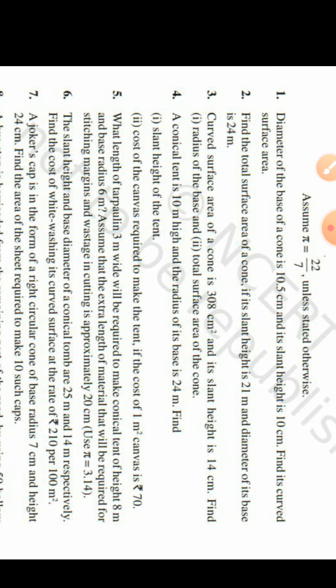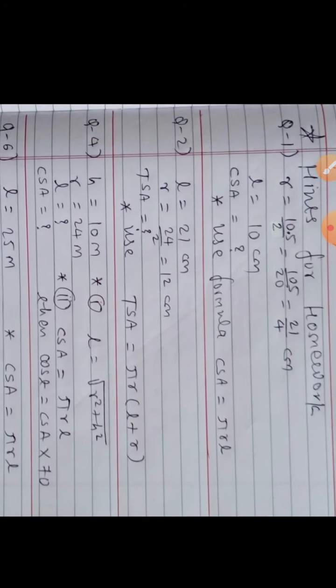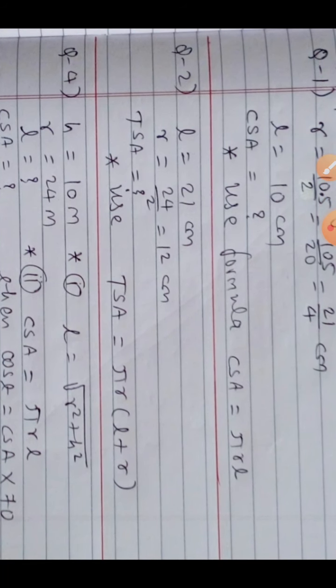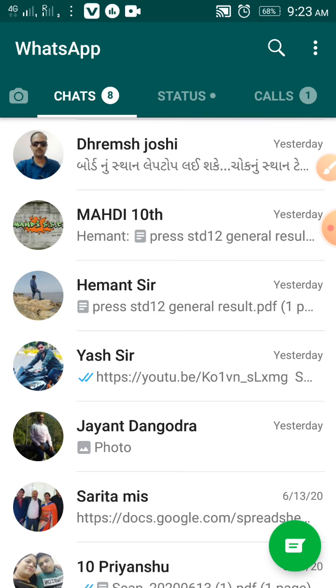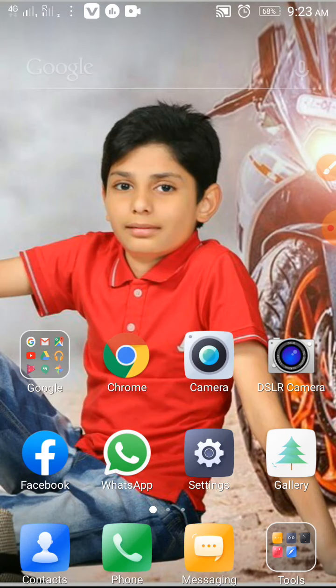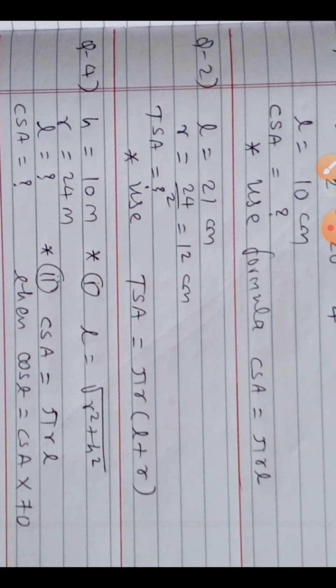Now look at second number. Find total surface area. Slant height is given 21 and diameter is given 24. So again, very easily both things are given. L equal to 21, R equal to 24 by 2, diameter by 2. So just like the first one, the TSA formula is used, but both parameters are given directly.